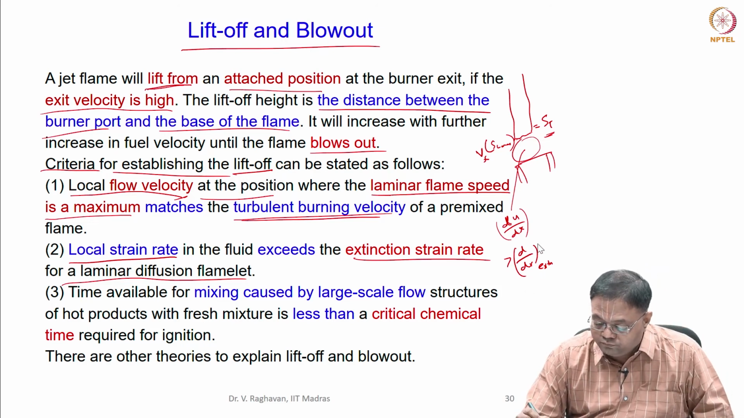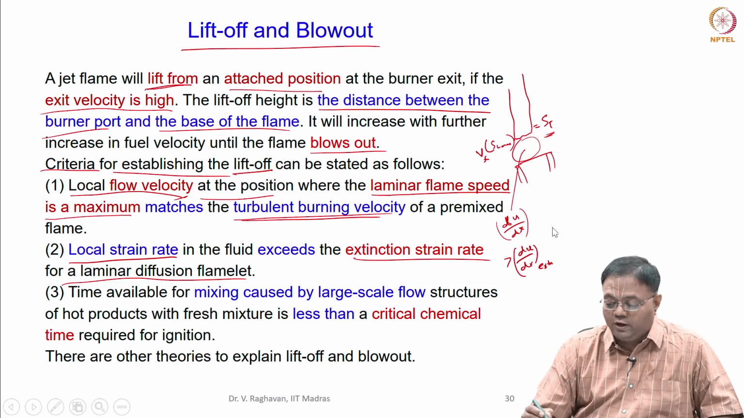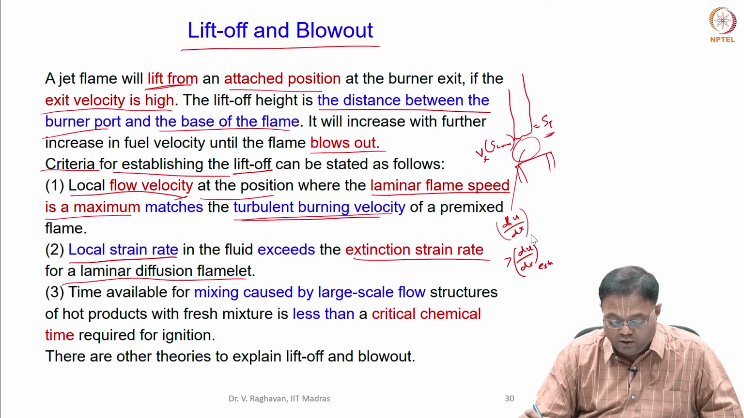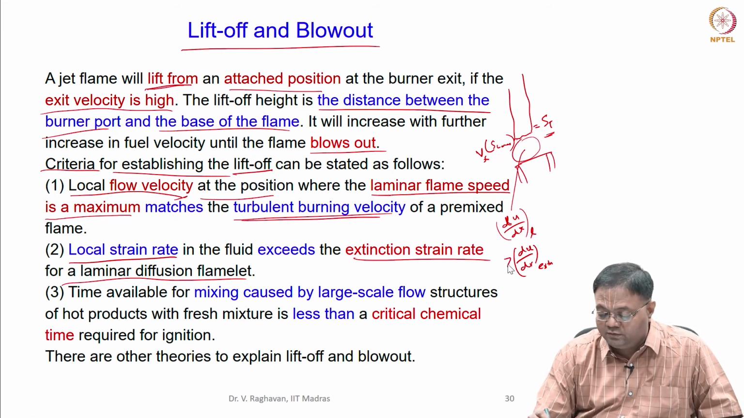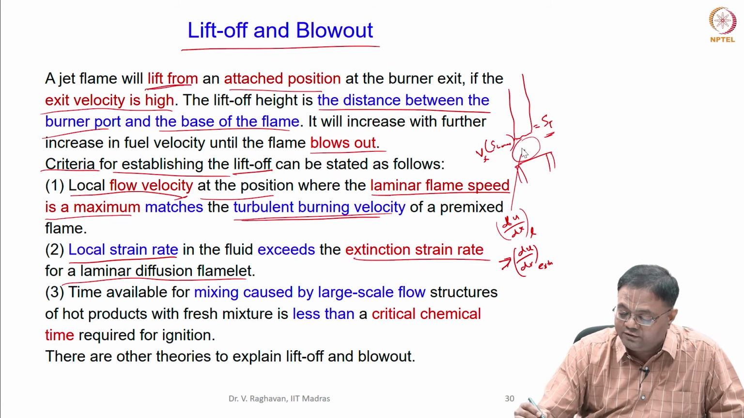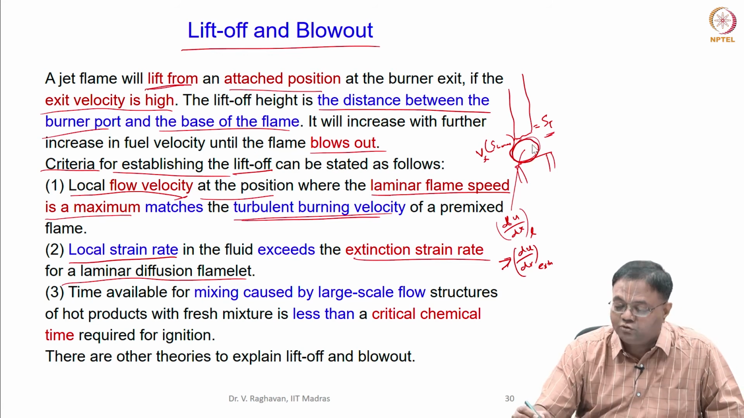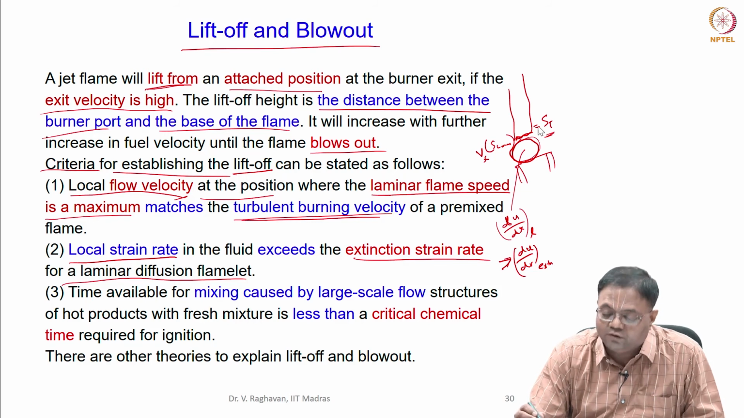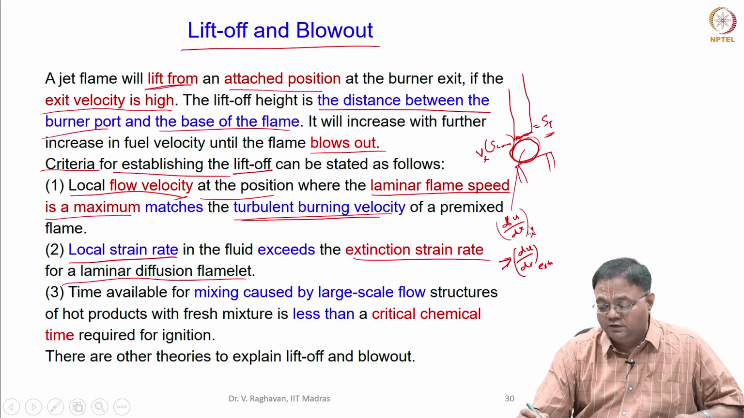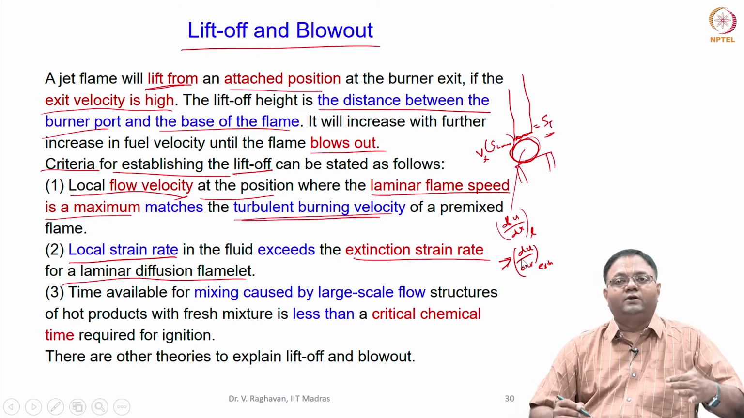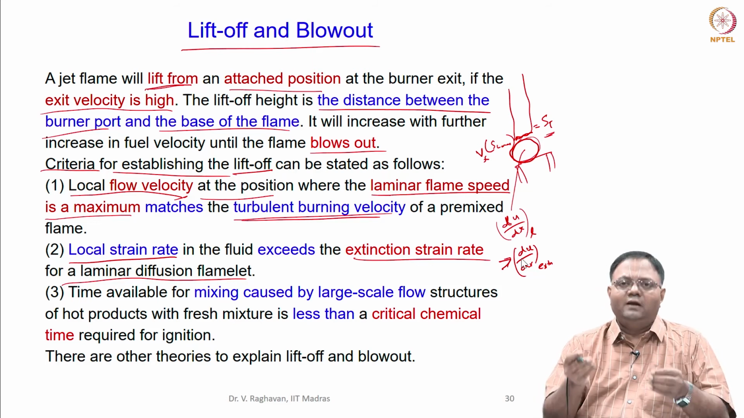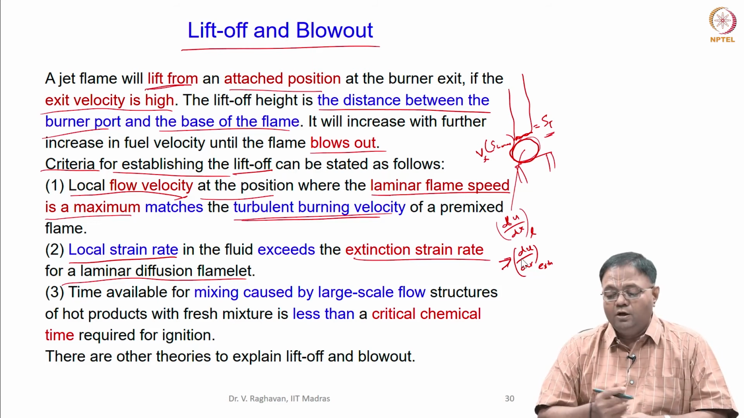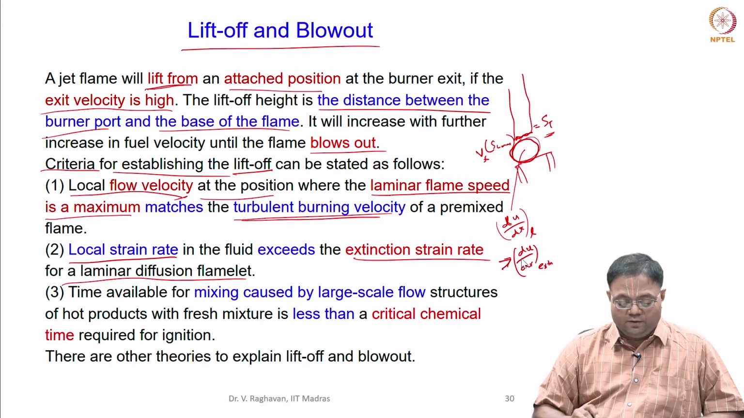So the local strain rate is greater than the extinction strain rate in this regime where I have circled, so the flame cannot anchor there. In this position where the flame base is anchored, this will match. The local strain rate is matched, or maybe it will be lesser than the extinction strain rate. So the flame establishes there.